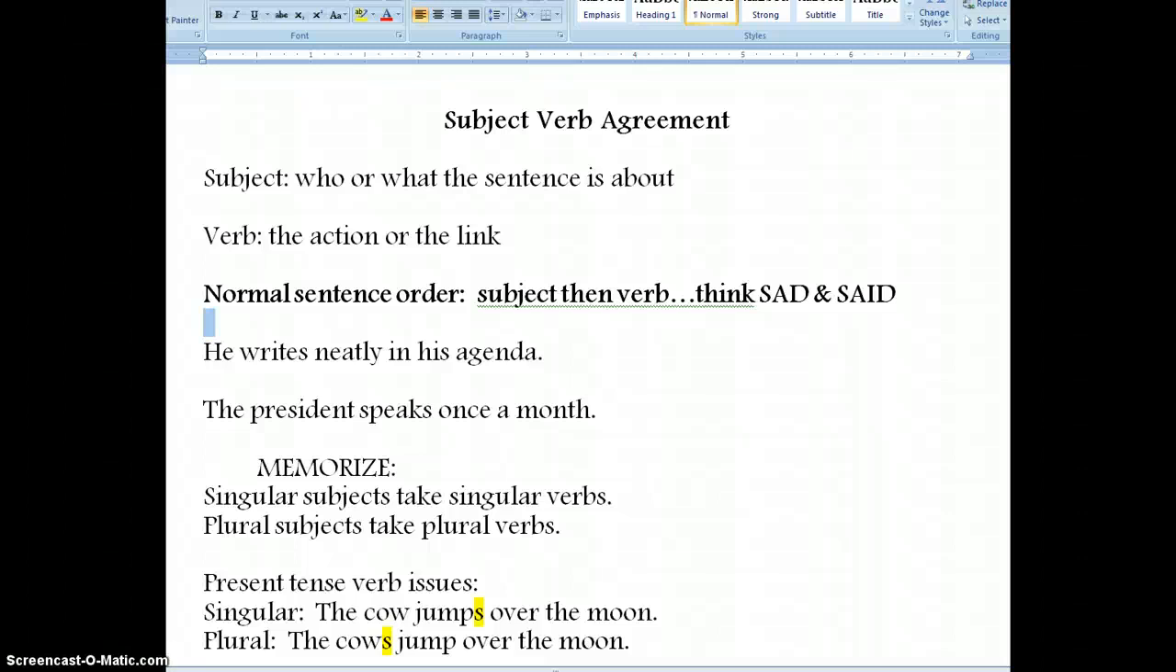Okay, guys, it's time to talk about subject-verb agreement. Let's start with the basics. Of course, you have to know what the subject of a sentence is. That would be who or what the sentence is about. I hope you know that. A verb is either going to be the action or the word that links something in the subject to something in the predicate.